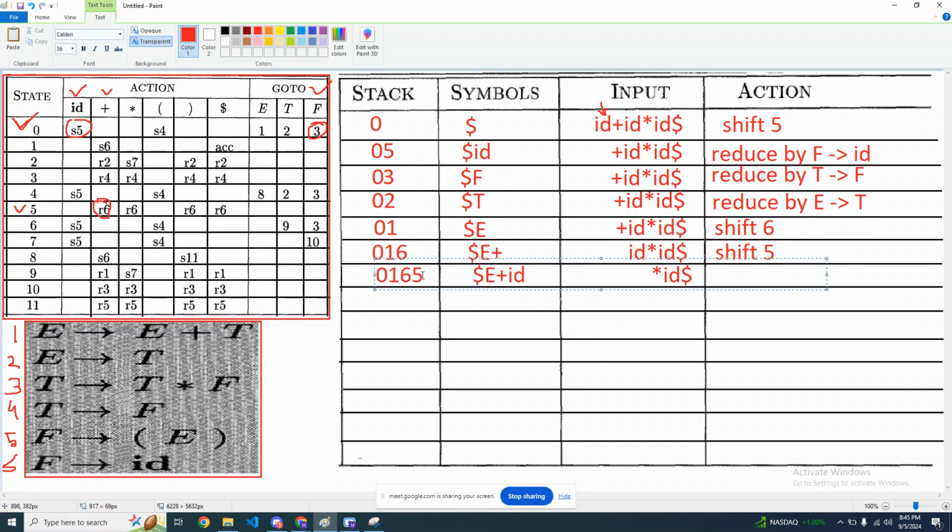So what is the current operation? In the top of the stack we have 5, and the top of the input is star. So we go to state number 5, and for star, what do we have? For star we have R6. So reduce by F produces ID.